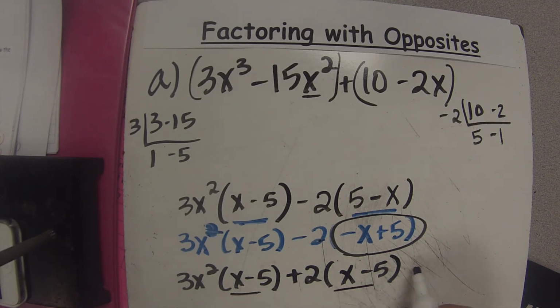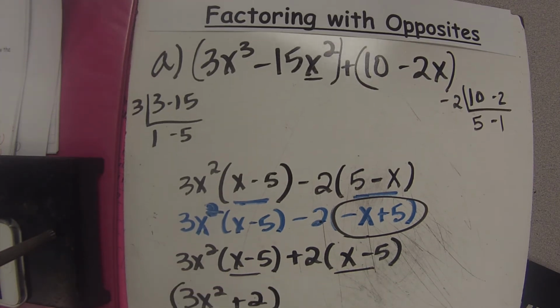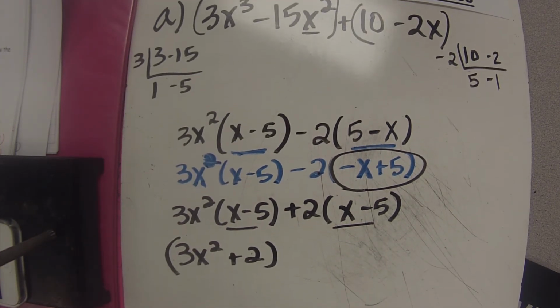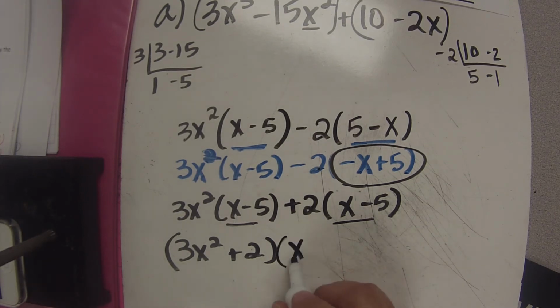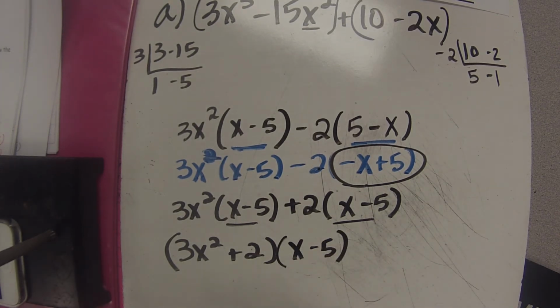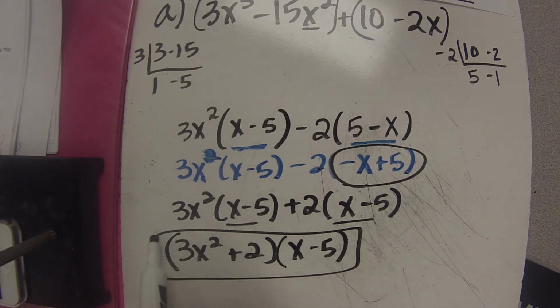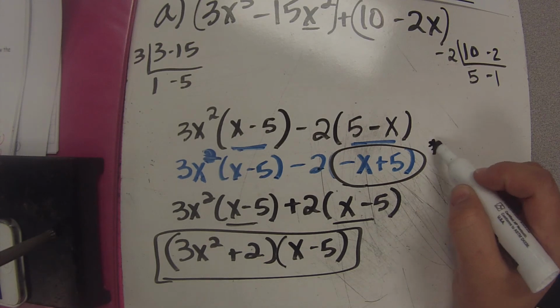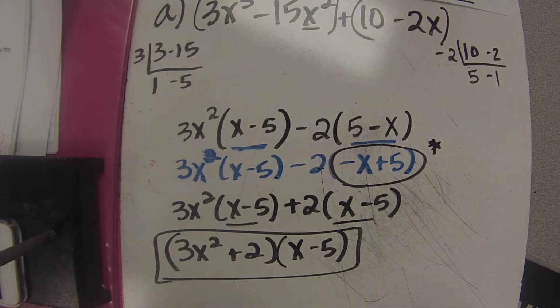Now our terms are the same. Remember though, it had to have changed that 2 there. And we're left with 3x squared plus 2 in parentheses times x minus 5. Or you could have pulled the x minus 5 out first. But this will be your final answer in this case. This was the tricky part, that step. If you didn't realize that you could pull out that negative value, then you're more likely to make a mistake.